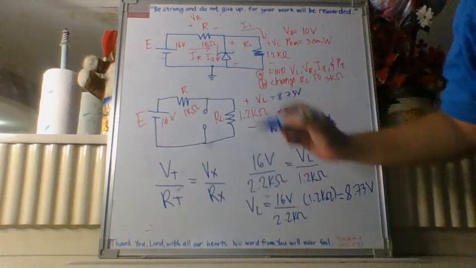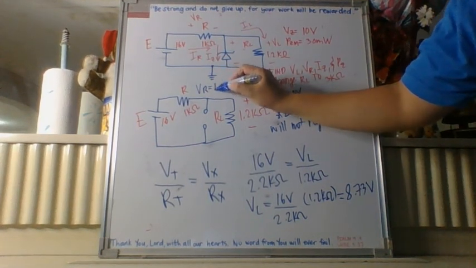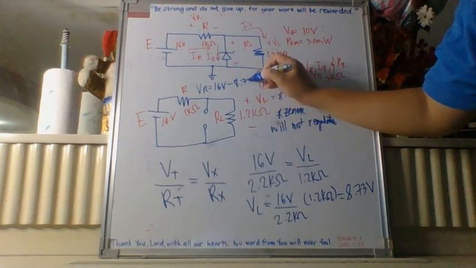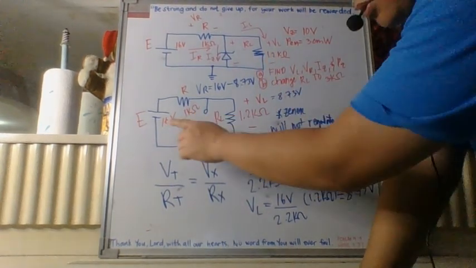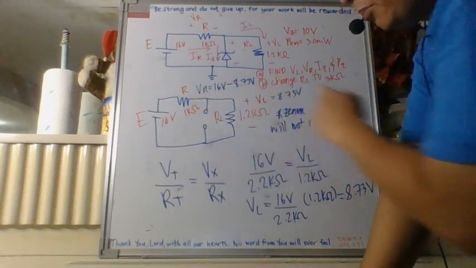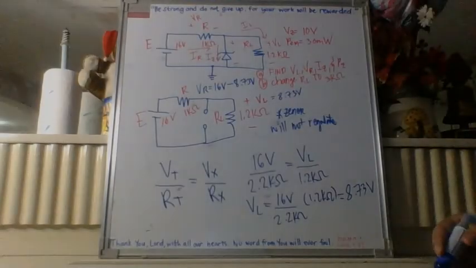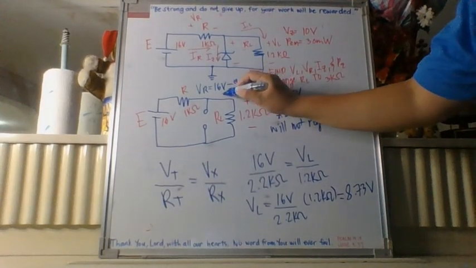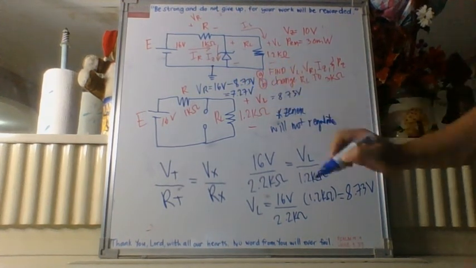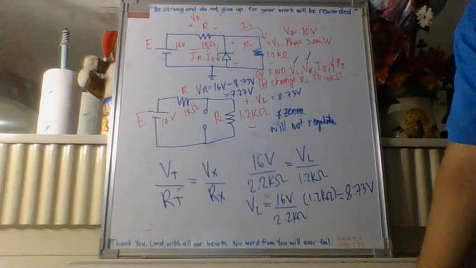So we have V sub R, that is equal to 16 volts minus 8.73 volts. Kumbaga, itong total, minus mo lang yung voltahe nito para makuha mo yung voltahe dun sa ating series limiting resistor. And that is equal to 7.27 volts. So, nasagot na natin ngayon si V sub L, si V sub R, and the next is I sub Z, or the Zener current.